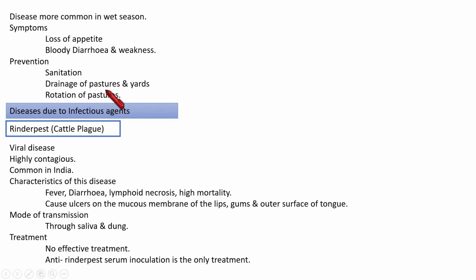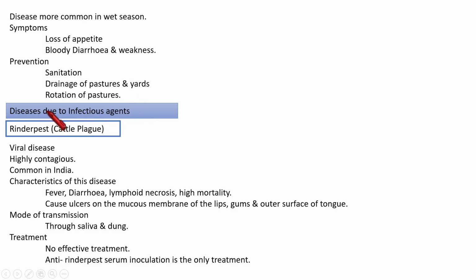Rotation of pastures. That means while we are letting these dairy animals graze, we should not allow them to go everywhere. Instead, we need to divide the pastures into different sections, and each time we provide them one section. In that way we can rotate, we can change the area where they are grazing. That is rotation of pastures. Okay, that is all about the diseases caused by internal parasites.